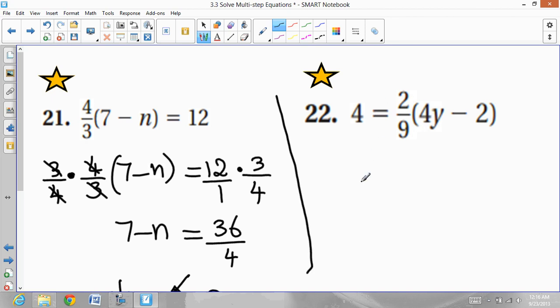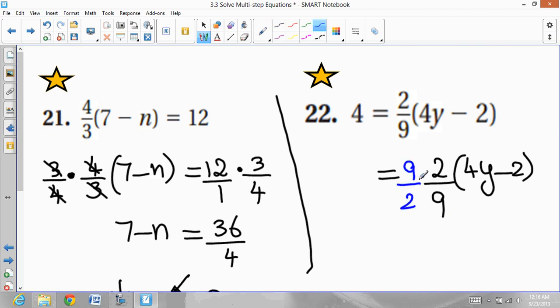Once again, you've got 4 equals 2 over 9 times 4y minus 2. Now remember, this is the enemy side where you need to get the y to safety. So let's focus on 2 over 9. 2 over 9 is a fraction. To get rid of the fraction 2 over 9, all I need to do is multiply it by the reciprocal. The reciprocal of 2 over 9, in this case, is 9 over 2. Now remember, whatever you do on one side, you do the same thing on the other side. So on the left side, I am also multiplying by 9 over 2.